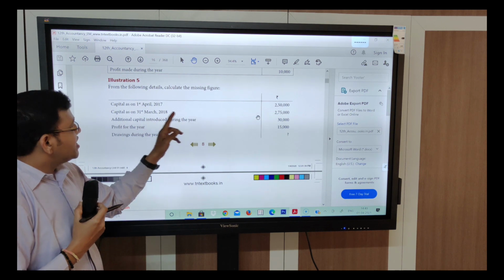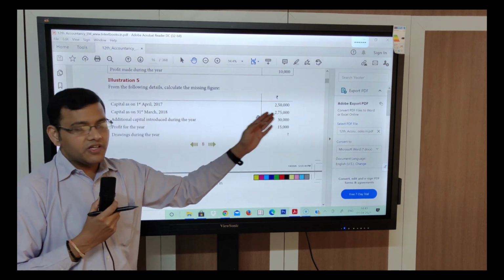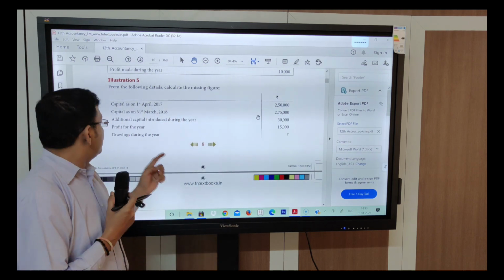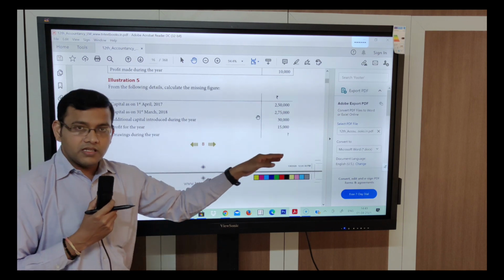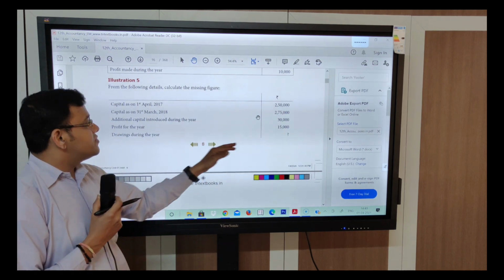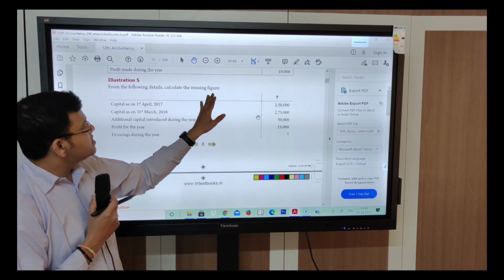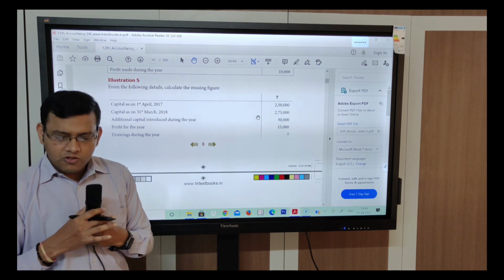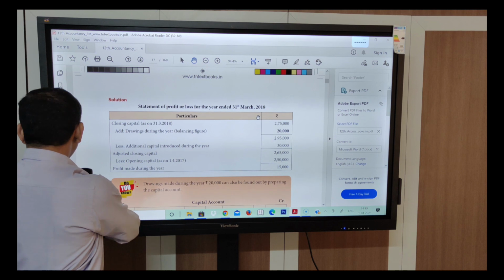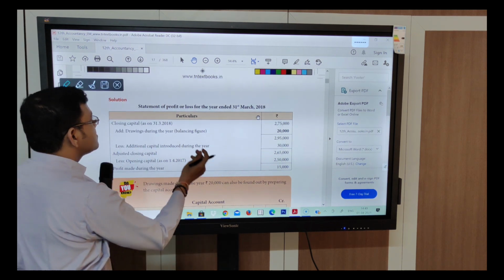illustration 5. The capital, the opening capital is 2,50,000. The capital as on closing is 2,75,000. Additional capital introduced is 30,000. Profit for the year is 15,000, and drawings during the year is not known. So what we have to do is find this missing figure. So we will go back to the same format once again, and we will find out how to find the missing figure.